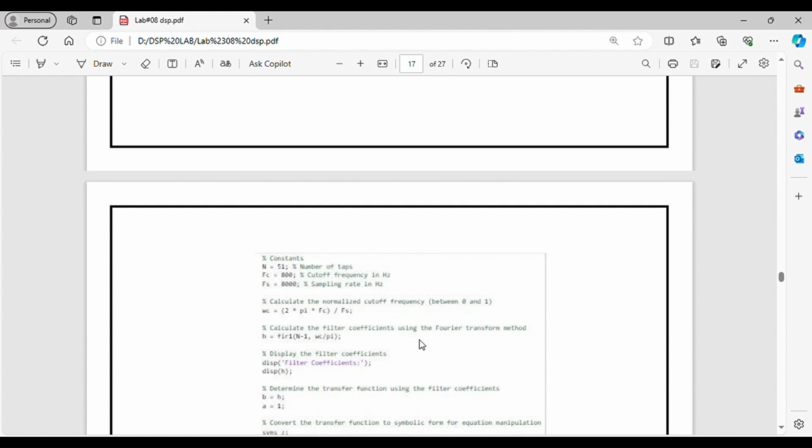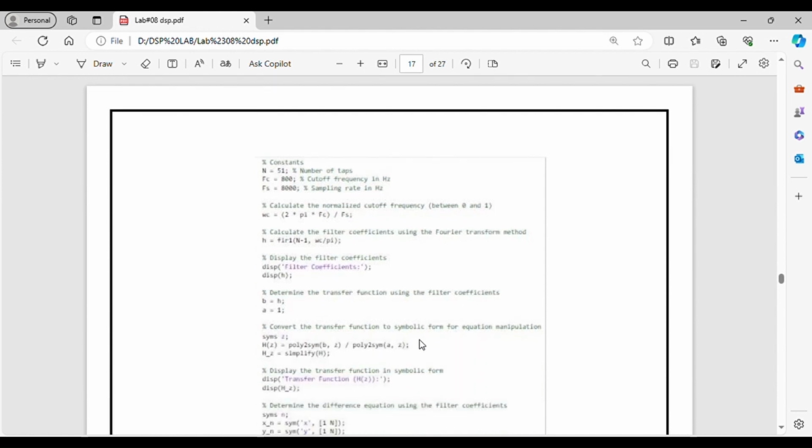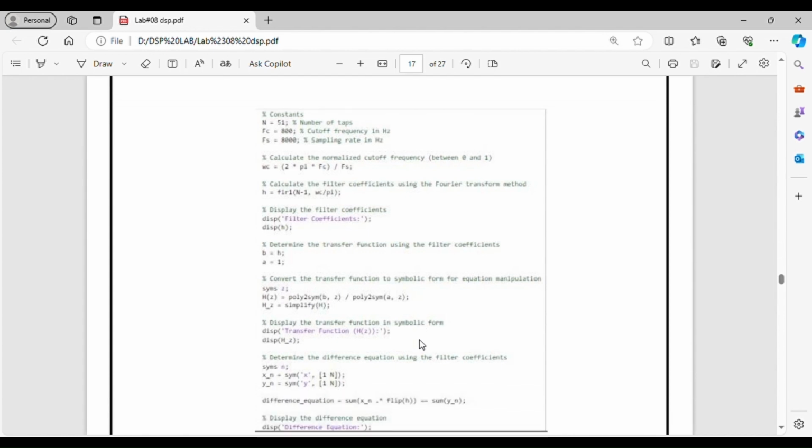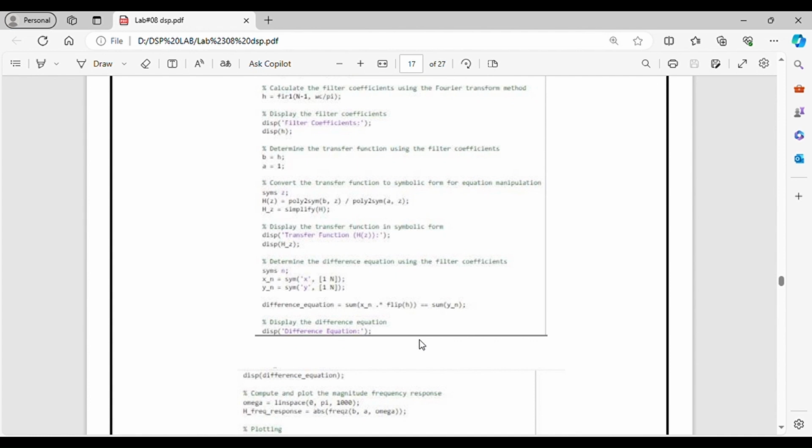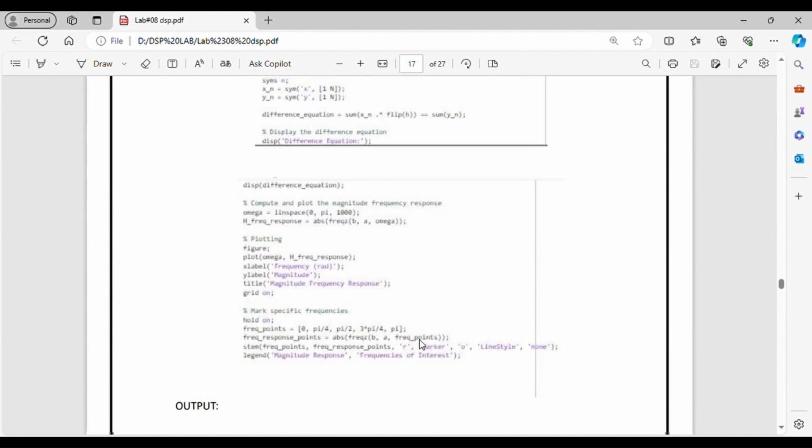Display the filter coefficients. Determine the transfer function using the filter coefficients and convert the transfer function to symbolic form for equation manipulation. Display the transfer function in symbolic form. Determine the difference equation using the filter coefficients and display the difference equation.